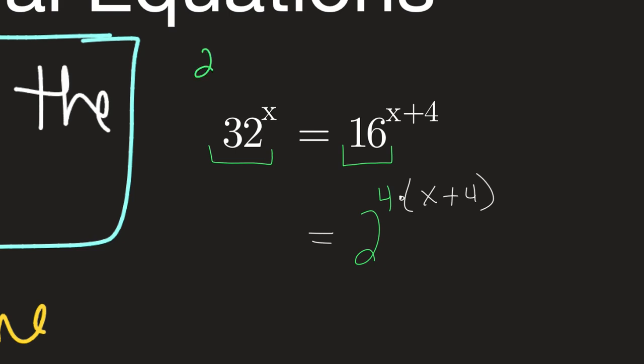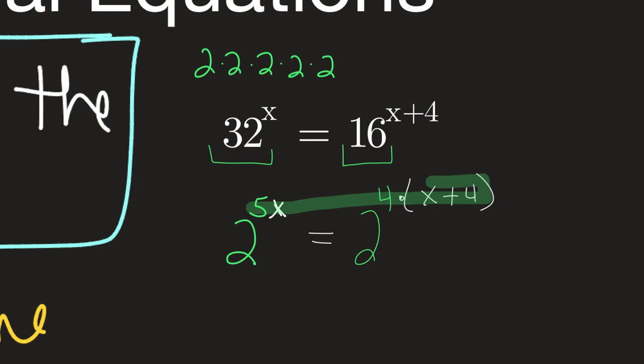So 2 times 2 is, of course, 4, times 2 is 8, times another 2 is 16, times another 2 is 32. So if I multiply 5 2's together, that gets me 32. And I still have my x exponent there also. So now that my bases are the same, I can set my exponents equal to each other in order to solve this equation for x. Okay, because that's where my variable is.